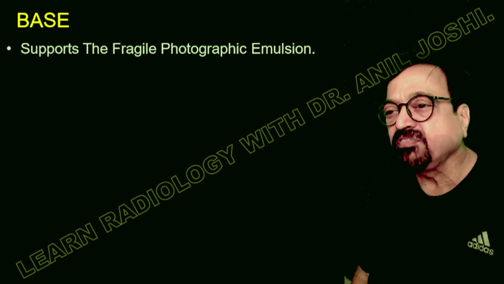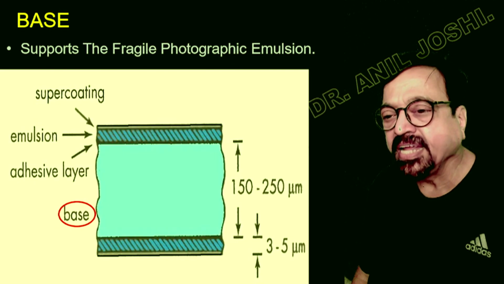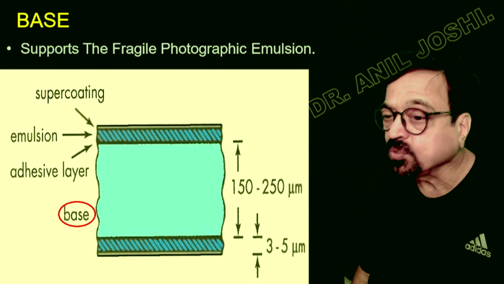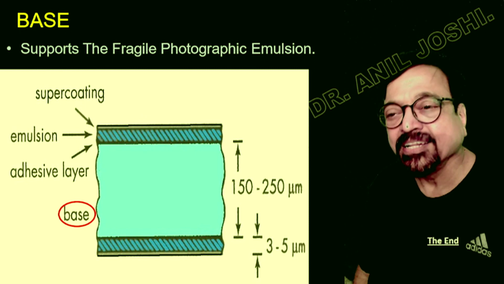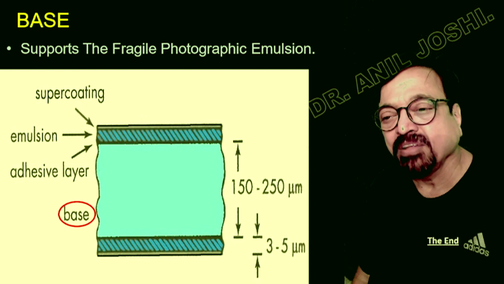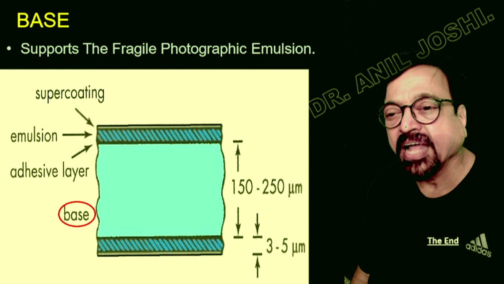To support the fragile photographic emulsion, you need a base. Now this is the micron thickness of the base. It should not be too thick, because it will otherwise decrease the transparency, and therefore films will not be as good. They will not give as good contrast. It should have both shades nicely, a white shade and a black shade. Then only it will look nice.